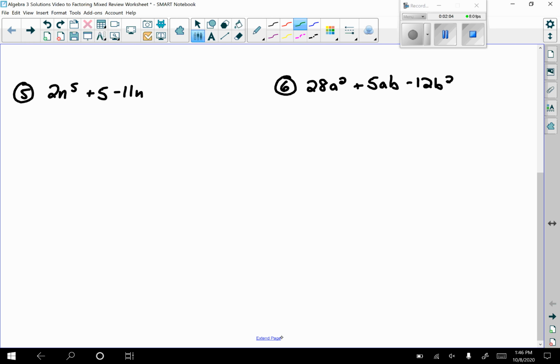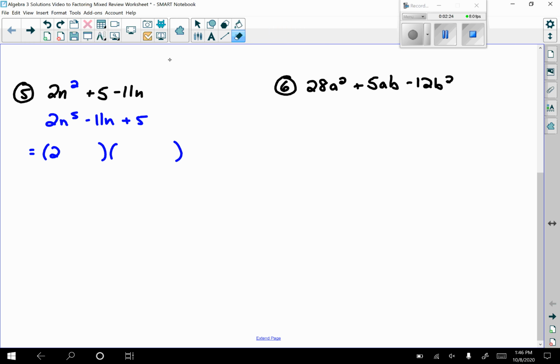All right, now with number 5, we have to be careful. We have to switch around the minus 11n. That has to go in the middle, and then the 5 has to go last. So we have 2n squared minus 11n plus 5. Now I can make my 2 sets of parentheses because there's no GCF. 2n, sorry, that shouldn't be to the 5th. That should be squared, 2n squared. That looks better.